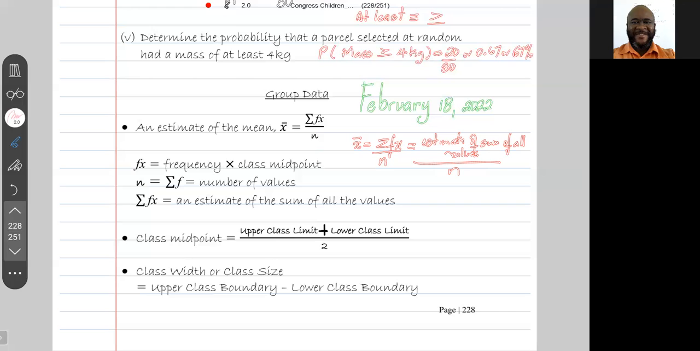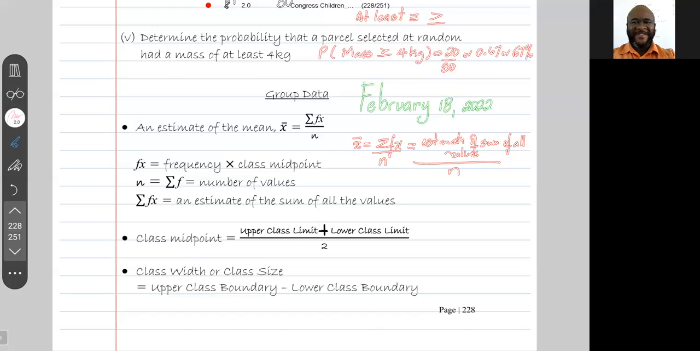You have to add up all the values and then divide by the number of values. So since the bottom part n is the number of values, it means therefore that the sum of fx is an estimate of the sum of all the values. As we progress, you will see why we say it is an estimate.